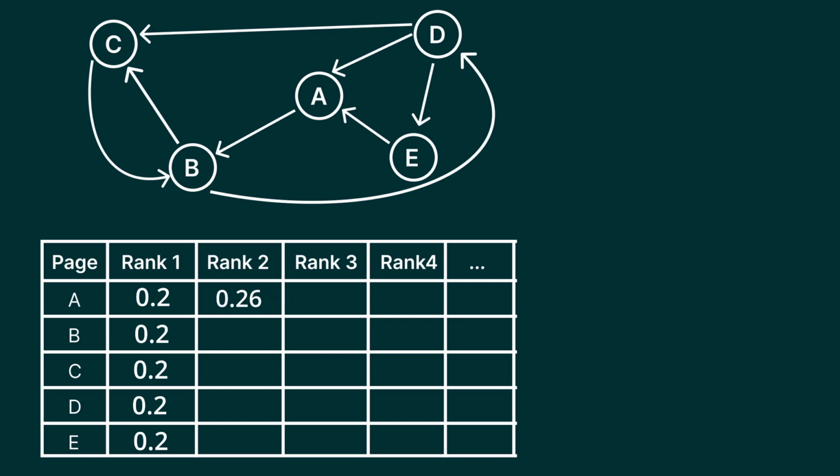Now let's calculate the PageRank of B. B has 2 ingoing links, A and C. The PageRank of A in the previous iteration is equal to 0.2, and it contains only one outgoing link. So 0.2 divided by 1 is equal to 0.2. The other ingoing link is C, which also has a value of 0.2 in the previous iteration with a unique outgoing link, which means that the new value of B is 0.2 plus 0.2, which is 0.4. And we continue doing the same with every page.